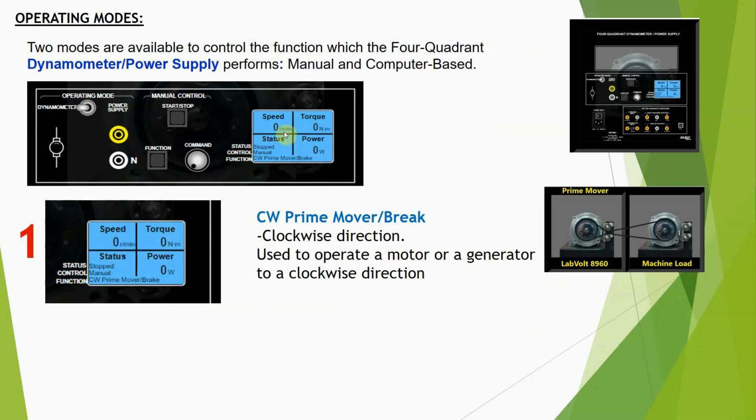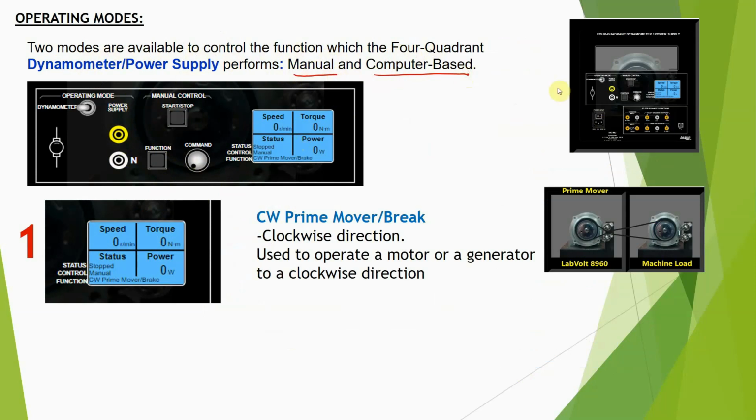Now, this is what I am talking about. The two modes are available to control the function which the 4-quadrant dynamometer power supply performs. It can be manual and computer based, right? So let's say, for example, now we are going to operate this machine.